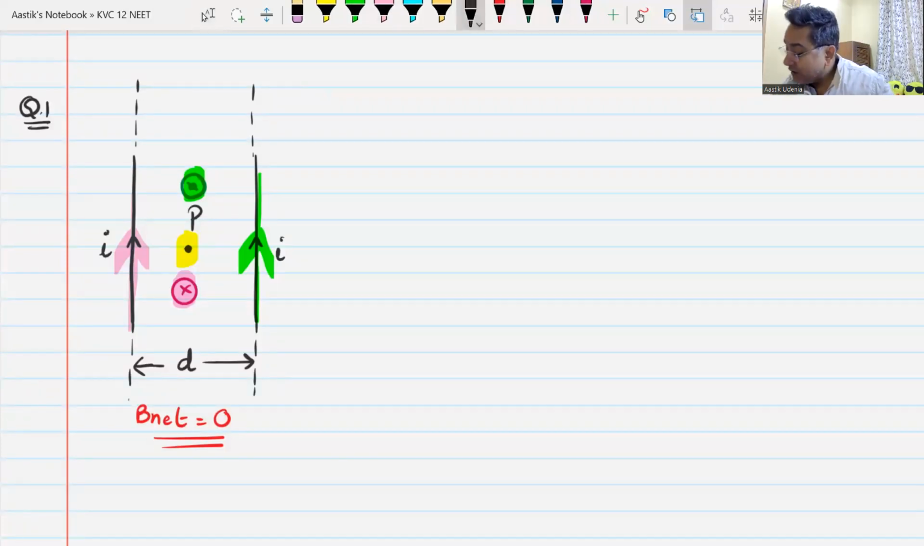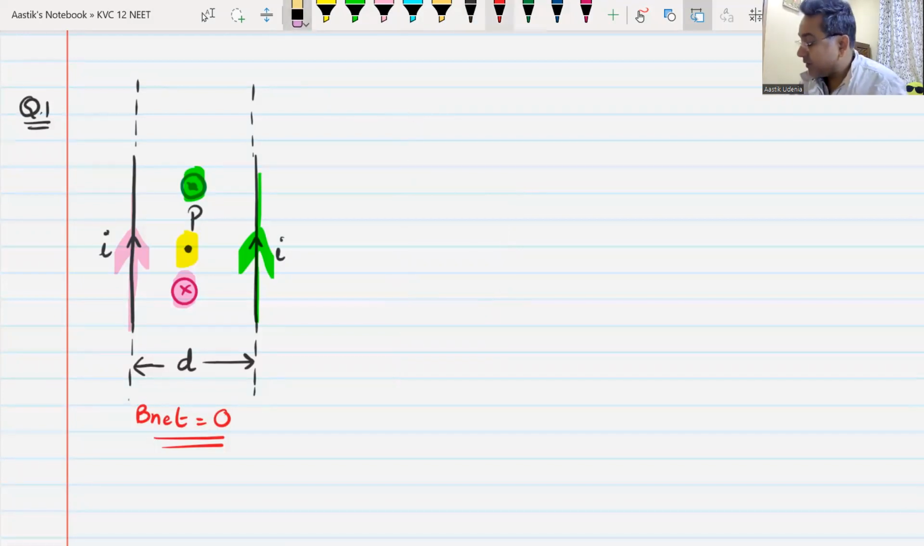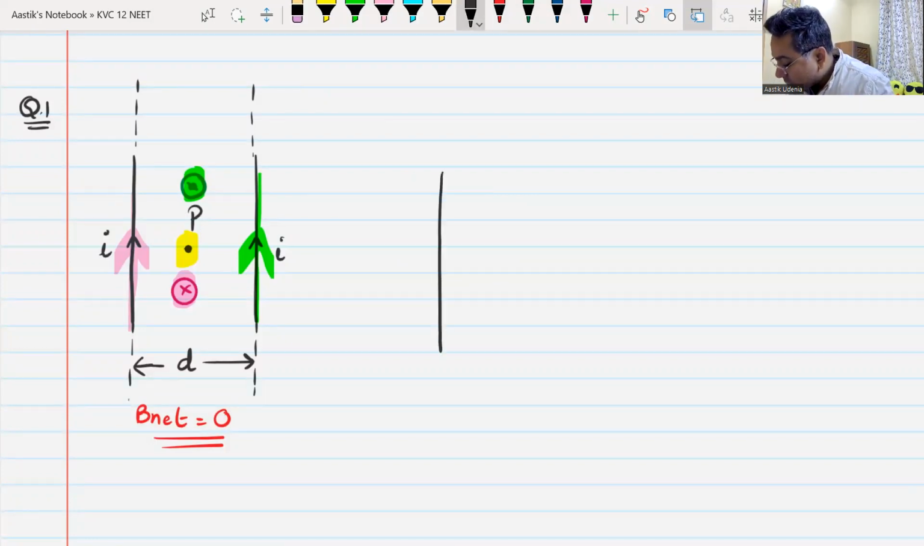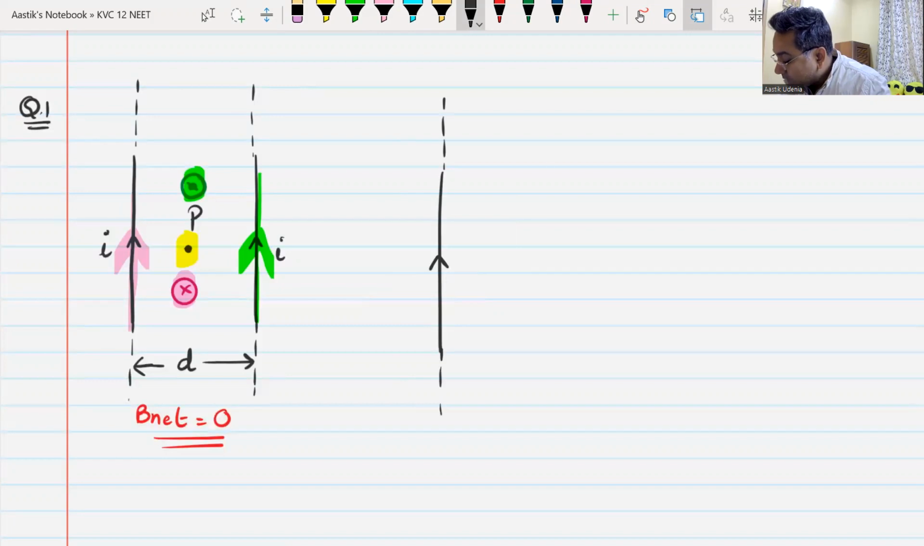Let me put another question for you. Something I have changed now. The wires are not straight. Remember, they were straight. Let me draw them. So one wire is like this, and the other wire is like this.